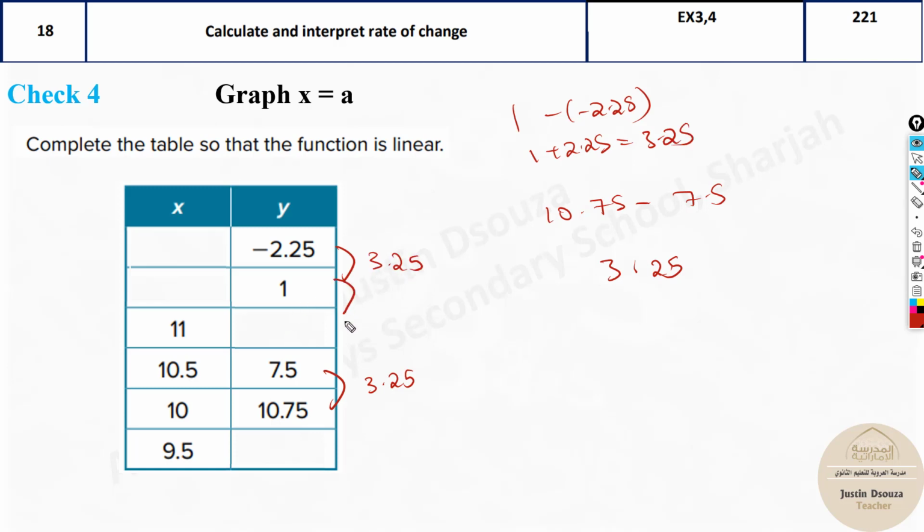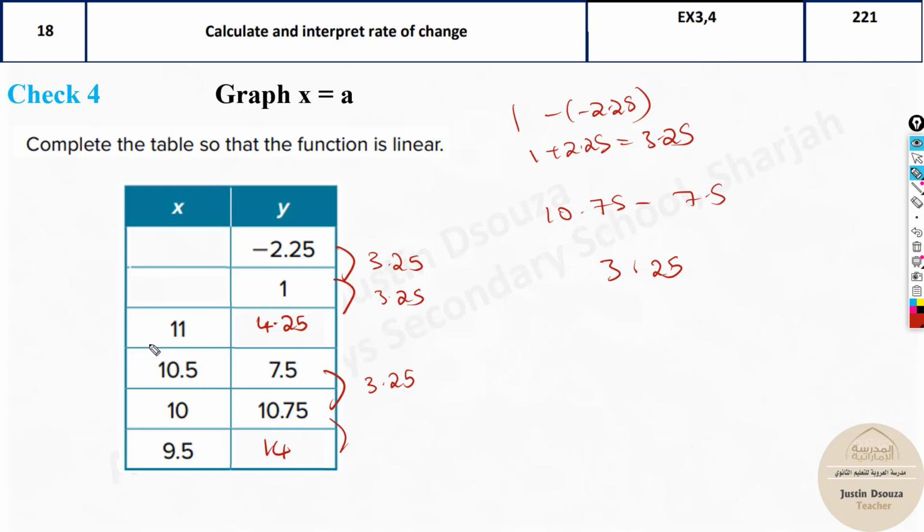Next term, what happens? It should be added by how much? 3.25. So this term, add 3.25, it will be 4.25. And what about over here? You do the same thing. Add 10.75 plus 3.25. It's going to be 14. Right? This 25 will make it 11. 11 plus 3 is 14.